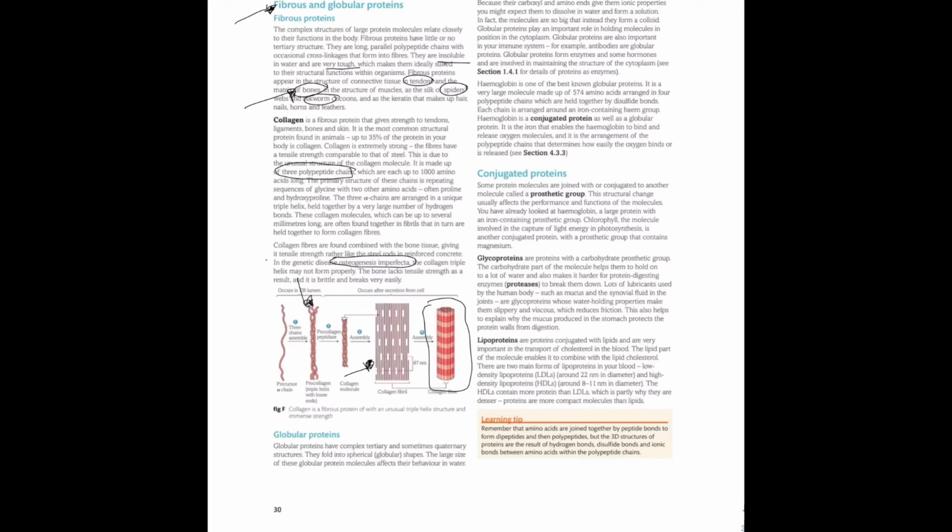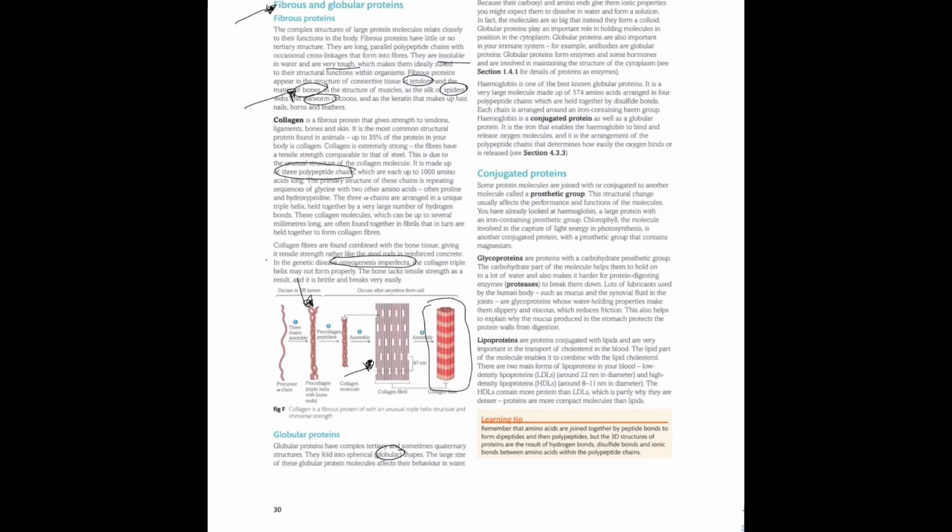So, globular proteins. Globular proteins have complex tertiary and sometimes quaternary structures. They fold into spherical shapes. So, globular just means spherical. The large size of these globular protein molecules affects their behavior in water. Because their carboxyl and amino ends give them ionic properties, you might expect them to dissolve in water and form a solution. In fact, the molecules are so big that instead they form a colloid. Globular proteins play an important role in holding molecules in position in the cytoplasm.